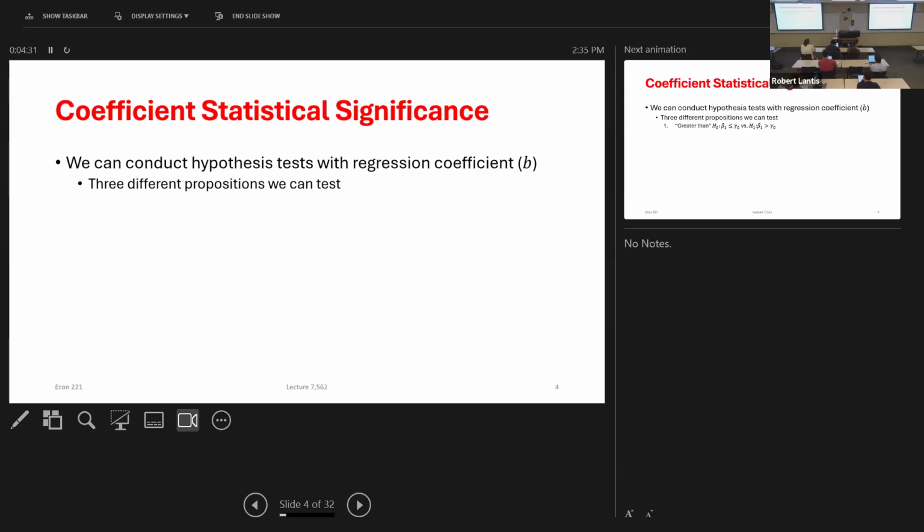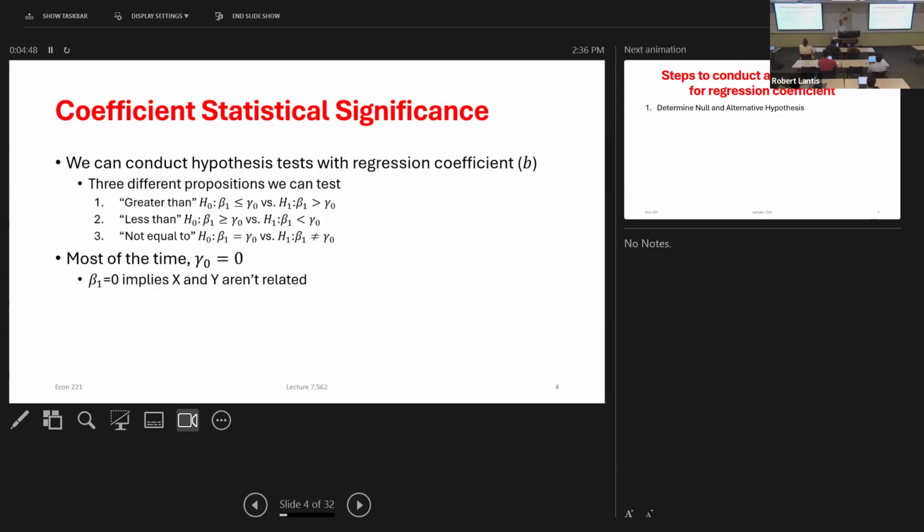So with the idea of hypothesis testing, I'm trying to test for something. So what do I do? I stack the deck against myself. I assume the opposite is true. So if I want to find an effect between X and Y, what do I assume is true? That there is no effect, or my slope coefficient is equal to 0.